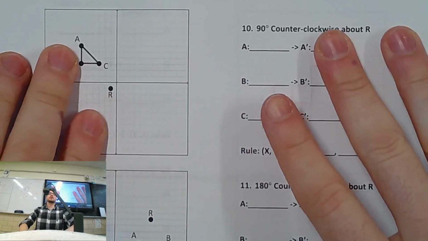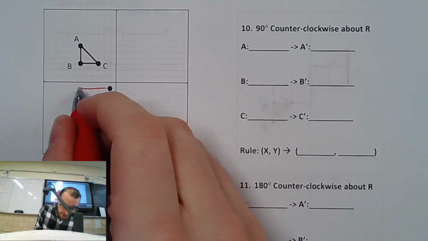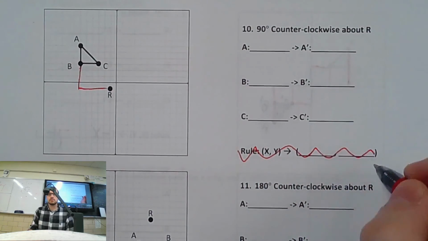Dilation's about an arbitrary point. This is what your homework was over. It's the same thing. We're just drawing an L from here to here. How do you feel about that? Awesome. Do not worry about the rule. You'll be fine.